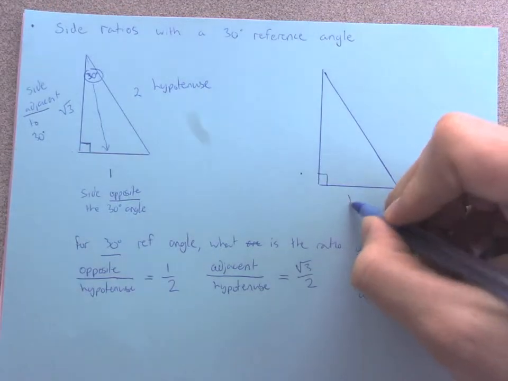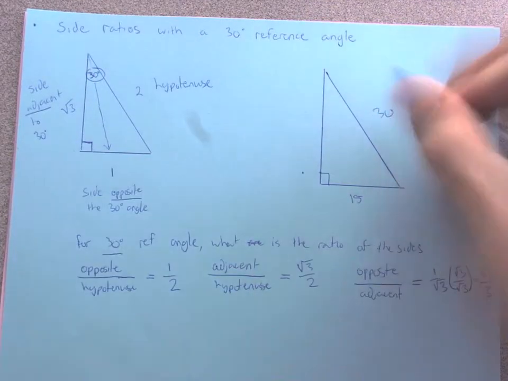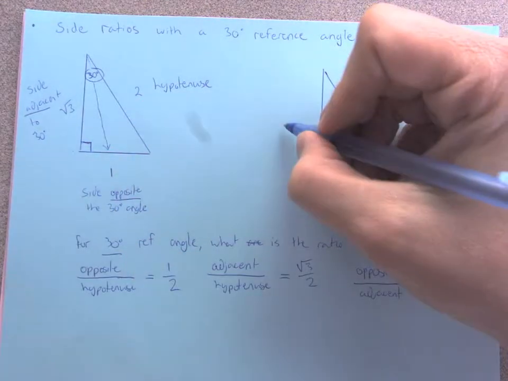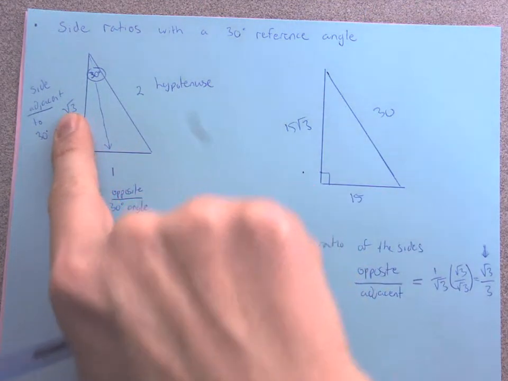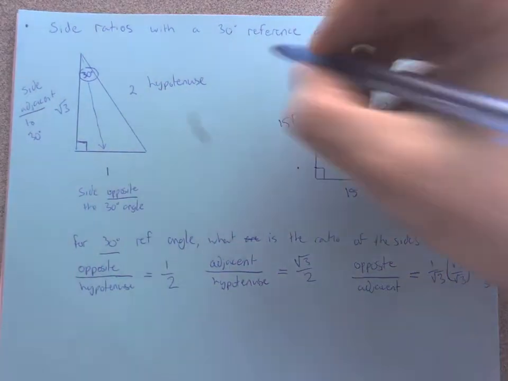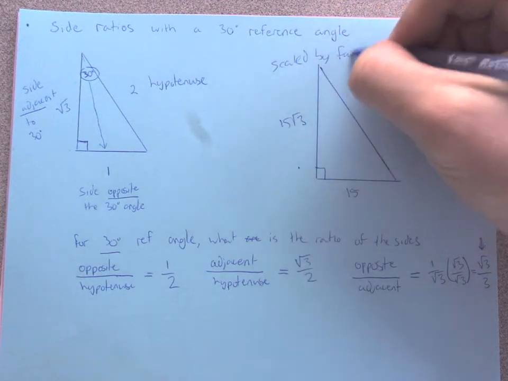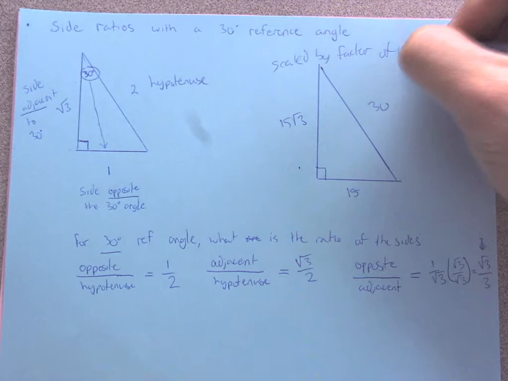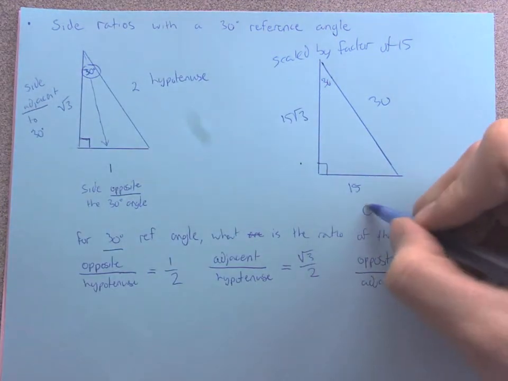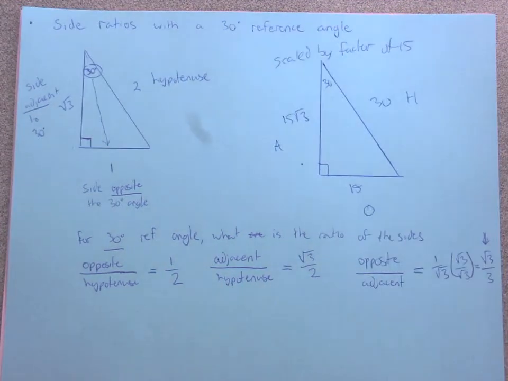So that would mean this is 15 because it's 15 times 1, right? And this would have to be 30 because it's 15 times 2. And this one here would be 15 root 3 because it's 15 times bigger than that one. So I'm scaling up all my sides by a factor of 15. Okay? Again, if this is my reference angle, this is still the opposite. I'm going to label that with an O. This is still adjacent. I'm going to label that with an A. And this is still hypotenuse. I'm going to label that with an H.